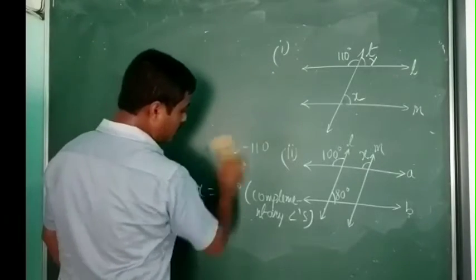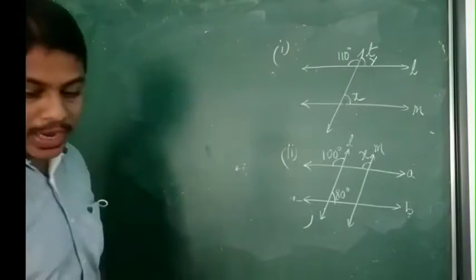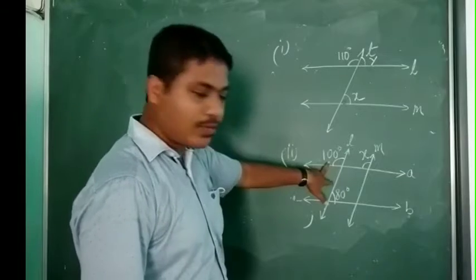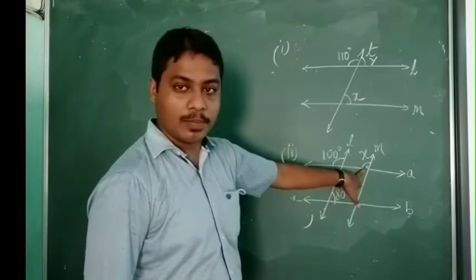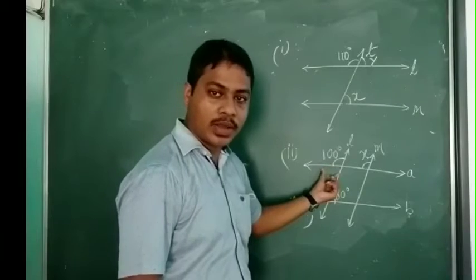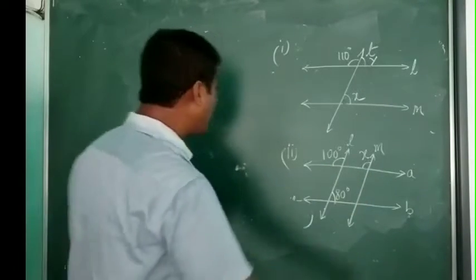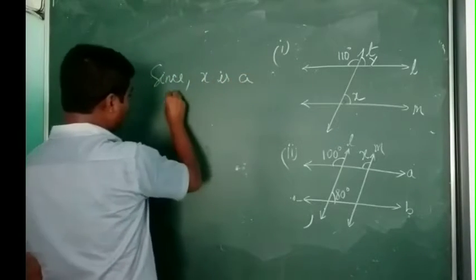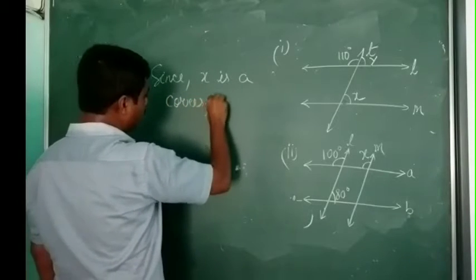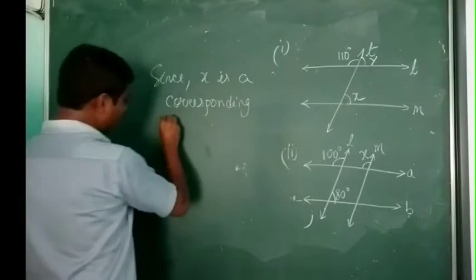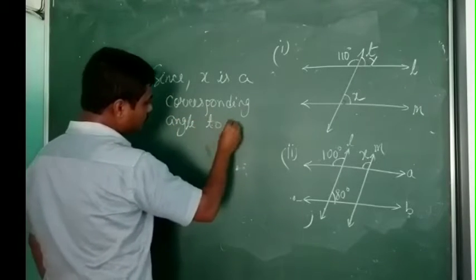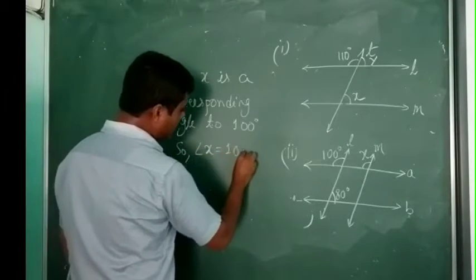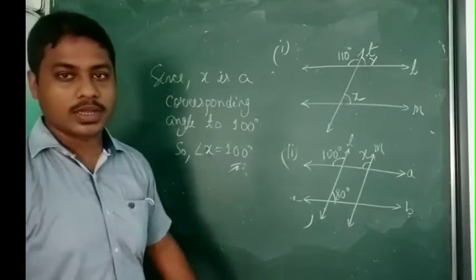Our question number 2 is again to find out the value of this x. Directly we can find it here. If this is 100 degrees, this is the corresponding angle of the 100 degrees. So we will get the value of x is equal to 100. Since x is a corresponding angle to 100 degrees, angle x will be equal to 100 degrees. So we have got question number 4.